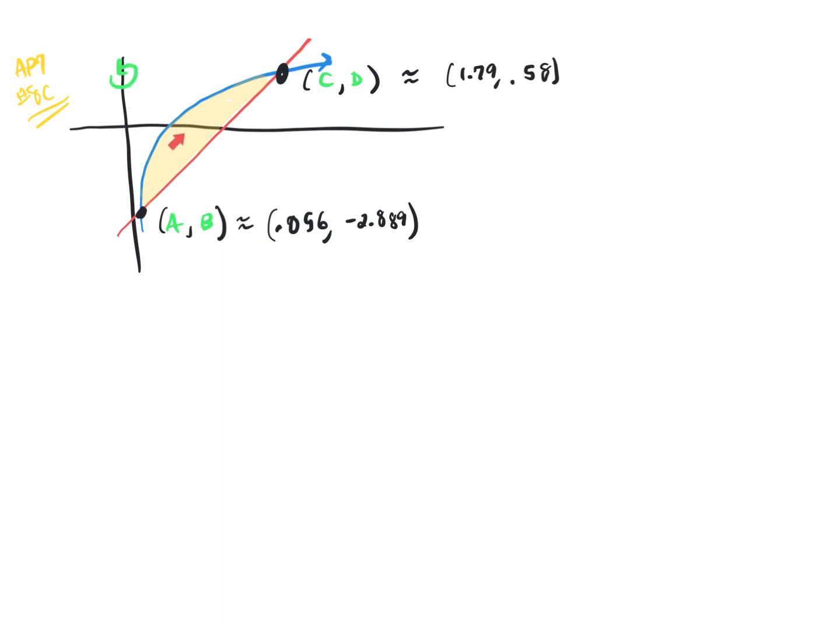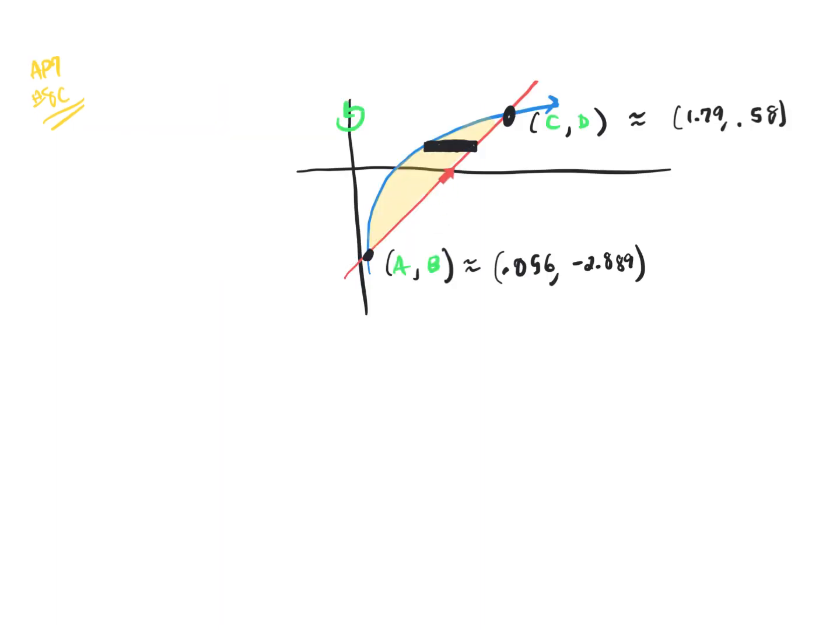All right, we're going to rotate this yellow region around the y-axis. Draw your representative rectangle. Label the differential dy in this case. And when we rotate this representative rectangle around the y-axis, we're going to get a washer.